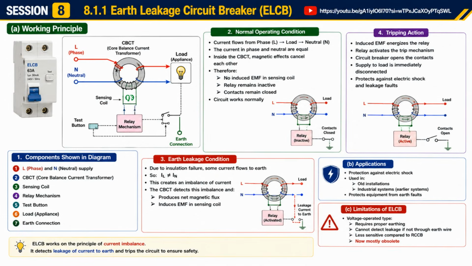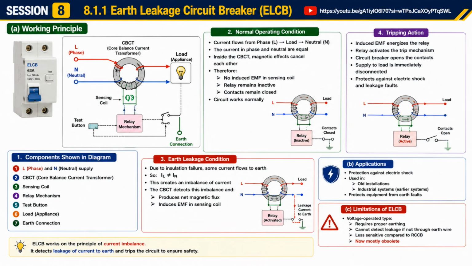6. Applications. Used to protect people from electric shock. Used in old electrical installations. Protects electrical equipment from earth leakage faults. 7. Limitations. Voltage-operated ELCBs require proper earthing. They cannot detect all leakage currents. They are less sensitive than RCCBs. Today, RCCBs are preferred, so ELCBs are mostly obsolete.